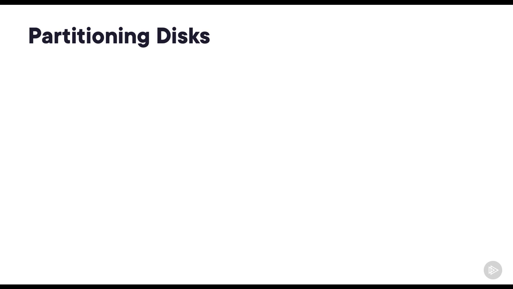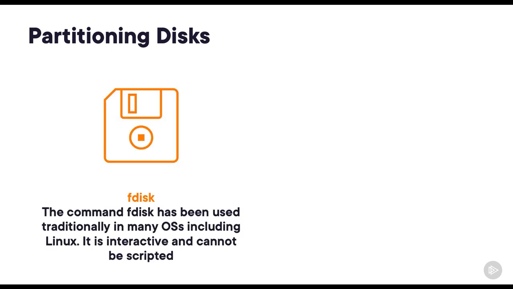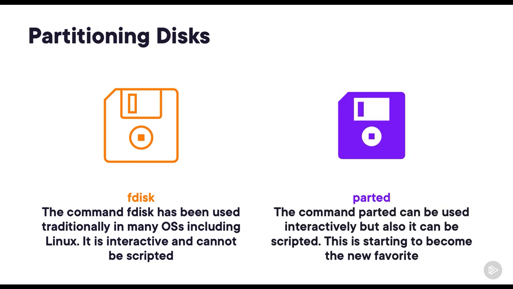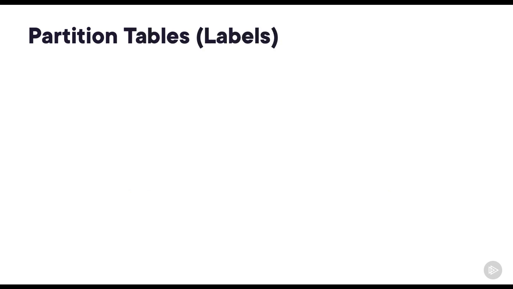Our next calling point is going to be partitioning our disk, breaking it into smaller, more manageable blocks. There are a couple of tools that we can take a look at. Fdisk is our more traditional tool that's available in many different operating systems and has been around for a long time. It's menu-driven, but it can't be scripted. Whereas its more modern counterpart, Parted, can also be run interactively, but it allows scripting, which makes it a firm favourite.